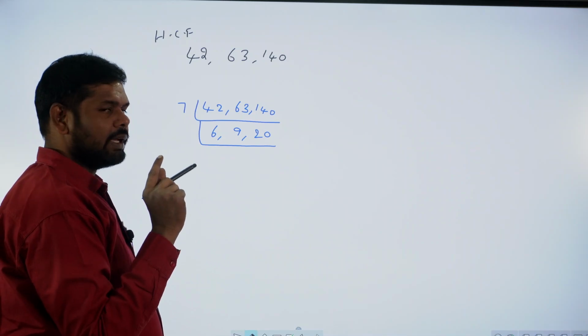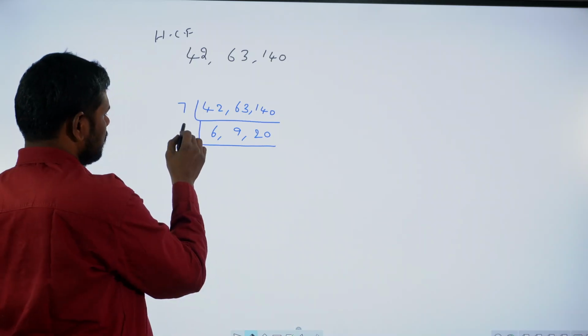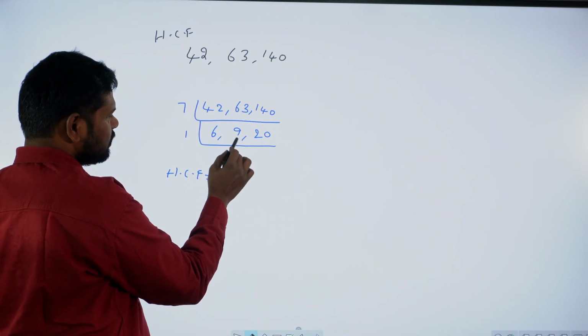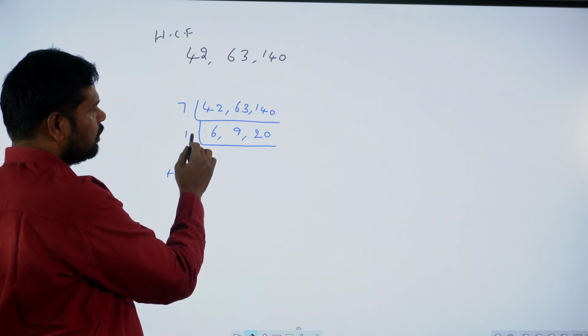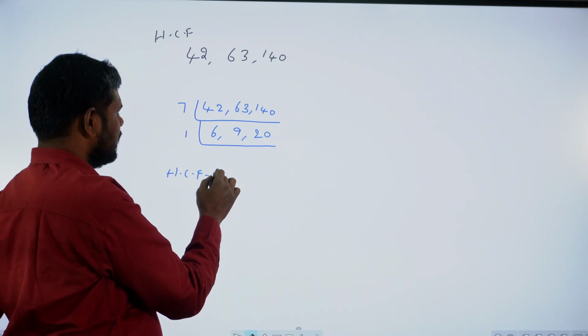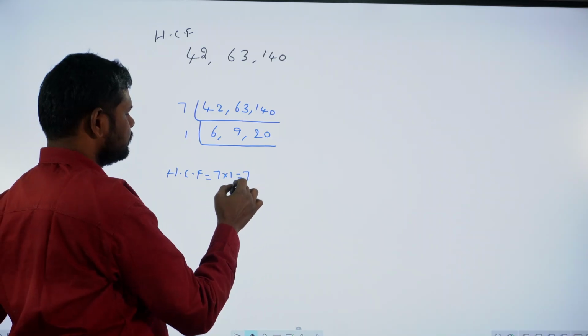Both have a common factor of 1. So when all numbers are divisible by the same number, only then do we go for the short division method for finding the HCF. The HCF is 7 into 1, which is 7.